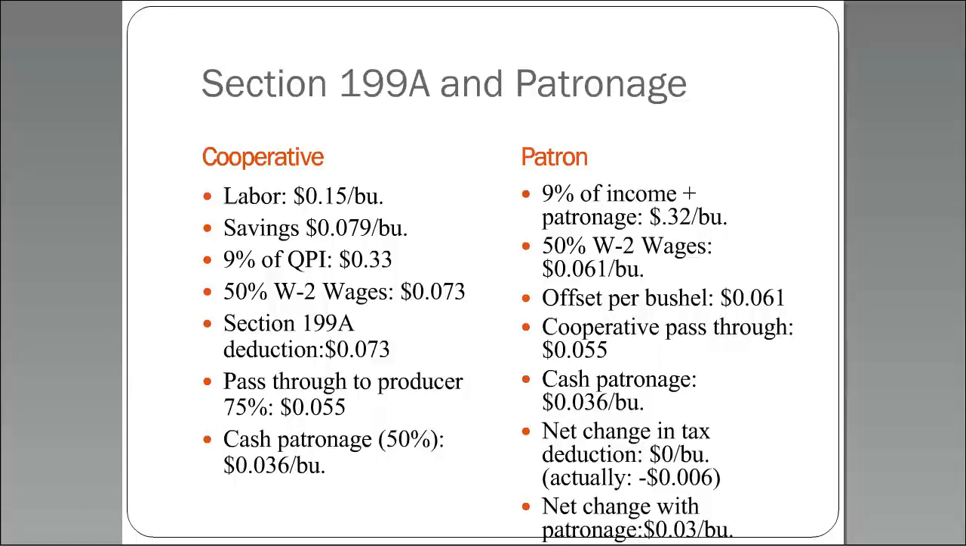So here's the cooperative, and their labor comes out about 15 cents a bushel. And so again, half of that's going to be my 7.3 cents. Their profit's about 8 cents a bushel, and 9% of their income is 33 cents. And this is where we get back to that per pen. If you calculate back there, that means that all of their qualified income was about 350 a bushel. So you can see 350 a bushel, to take 9% of that. Anyway, 33 cents is a whole lot more than 7 cents, and so that's why it's so important that they have to do it as a per pen.